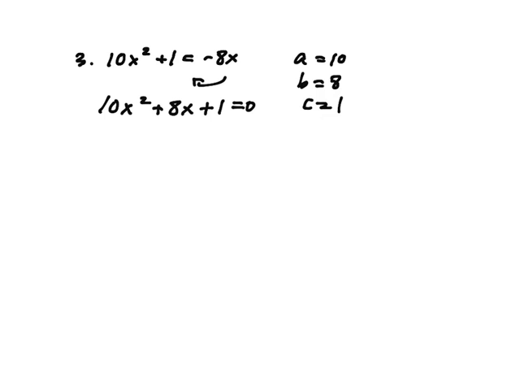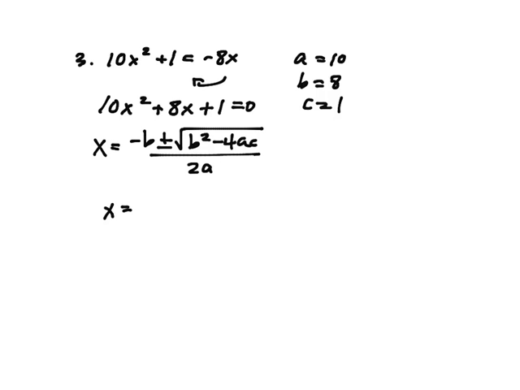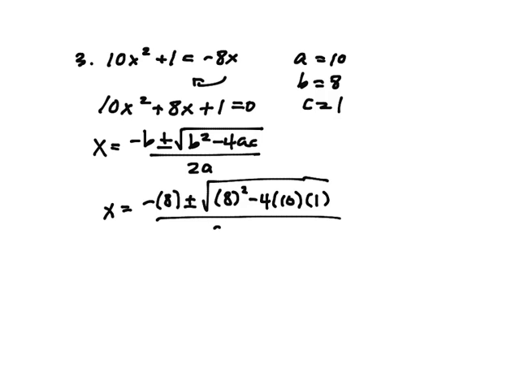And then we have to substitute it into the quadratic formula, so x equals negative b plus or minus square root b squared minus 4ac all over 2a. So let's go ahead and substitute. So we have negative 8 plus or minus the square root of 8 squared minus 4 times 10 times 1. Okay, 2 and then 10. So x equals negative 8 plus or minus square root of 64.